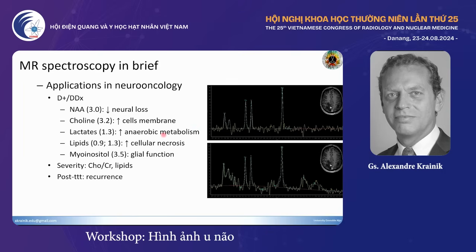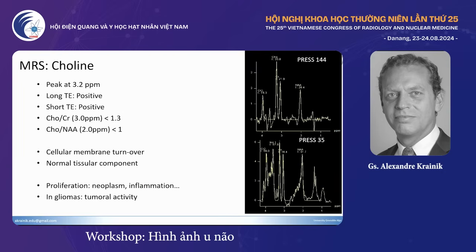Myoinositol also, well, few things have been described, but it's not so useful in practice. What we are looking at in tumoral disease is roughly the increase in abnormal peaks, or the appearance of abnormal peaks, such as lactate at 1.3 ppm, and lipids. There are two values at 0.9 and 1.3, and all this is related to anaerobic metabolism and cellular necrosis. We'll see this in a second.